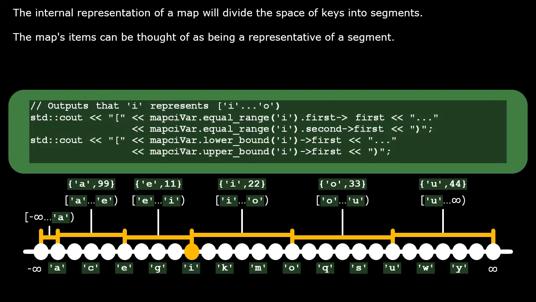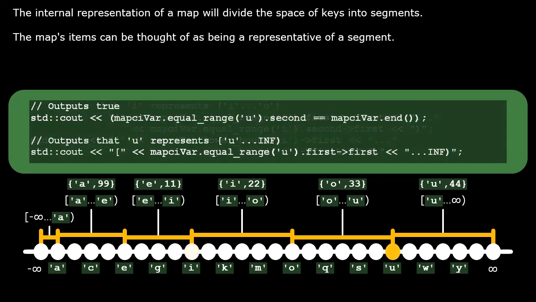There are two shortcuts for accessing that information. This lower bound function is a shortcut for accessing the start of a key segment. This upper bound function is a shortcut for accessing the end of a key segment. In the case of the last key segment, its ending, being at infinity, is represented by the special null iterator that's at the end of any collection class in STL, including map collection classes.